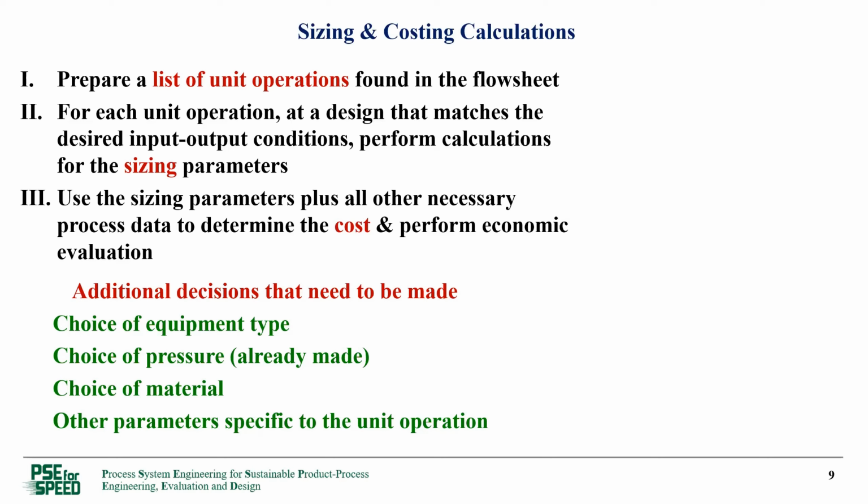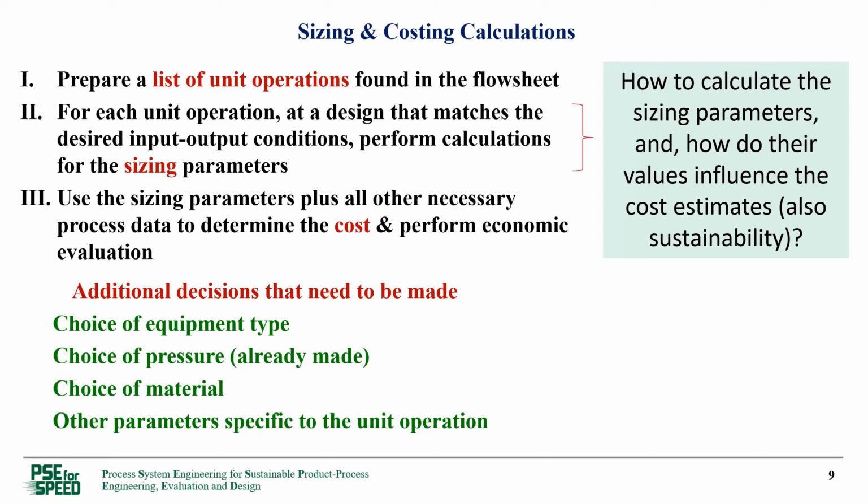And also we have to choose the material. What kind of material will be in the reactor, in the heat exchanger, etc., and other parameters specific to unit operations that are being used. So there are many more decisions that will need to be made. So how to calculate the sizing parameter and how do their values influence the cost estimates and also sustainability? This is a question that will come up and we will look at that.